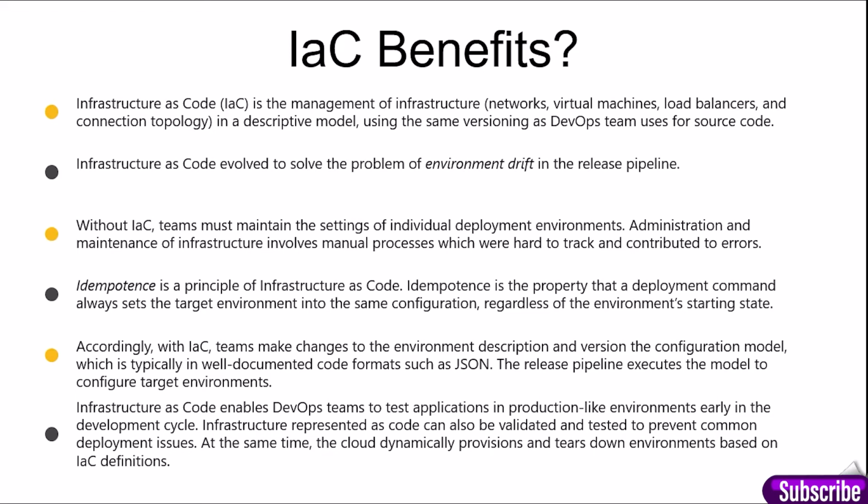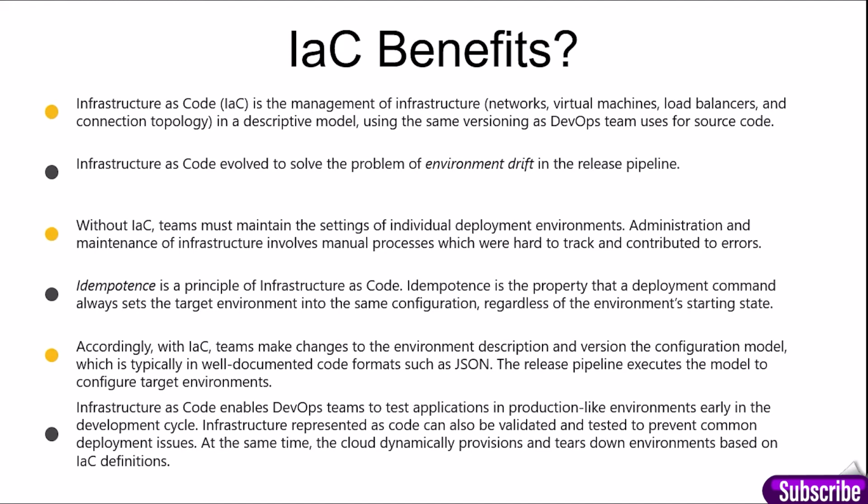So, in infrastructure as code, since things will be automated, there will be very little chance of errors, and the same things can be done without error. Idempotency is a principle of infrastructure as code. Idempotency is the property that a deployment command always sets the target environment into the same configuration regardless of the environment's starting state. So however many times we run the script, it will result in the same.